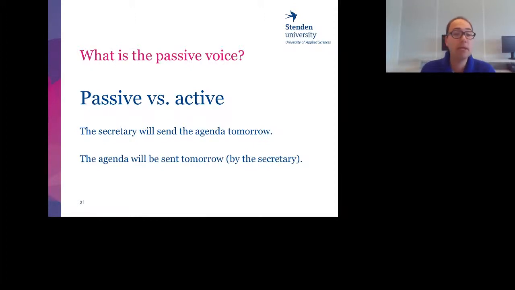It's active because for that we have to look at the subject of the sentence. The subject, het onderwerp, is the secretary. And she or he, most likely she, will send something tomorrow. She will take action. She'll have to actually send the email. Whereas in the second example, the subject is the agenda, and the agenda doesn't do anything, but something happens to it. It will be sent tomorrow by the secretary, but in this sentence that is not so important because it focuses on the process rather than on who does it.